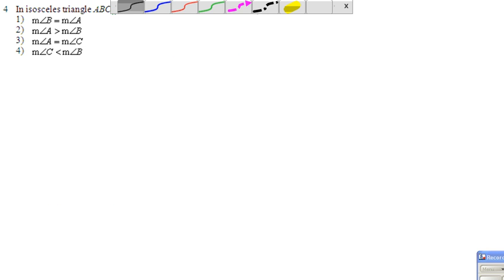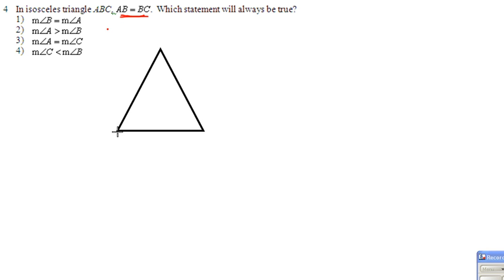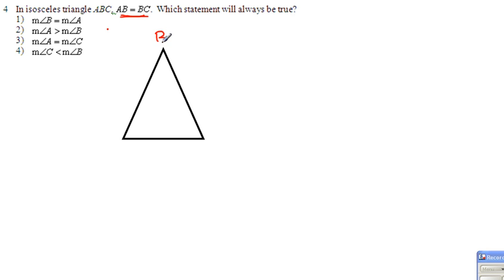Now, here we have an isosceles triangle. Notice that B is common. That means when we draw an isosceles triangle, B must be on top. We have A, B, and then C like this, where these two sides are equal to each other, that means these two base angles must be congruent to each other.